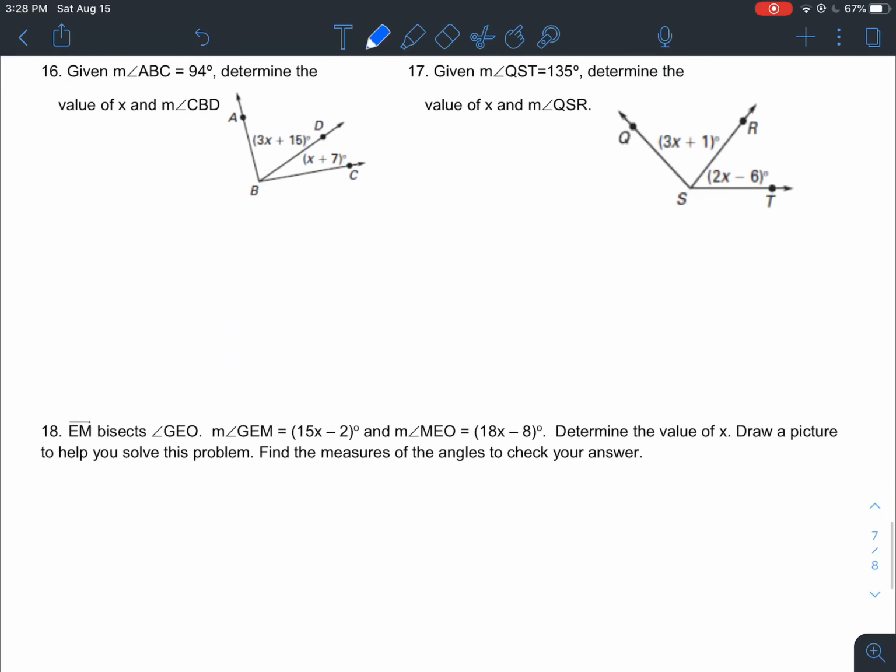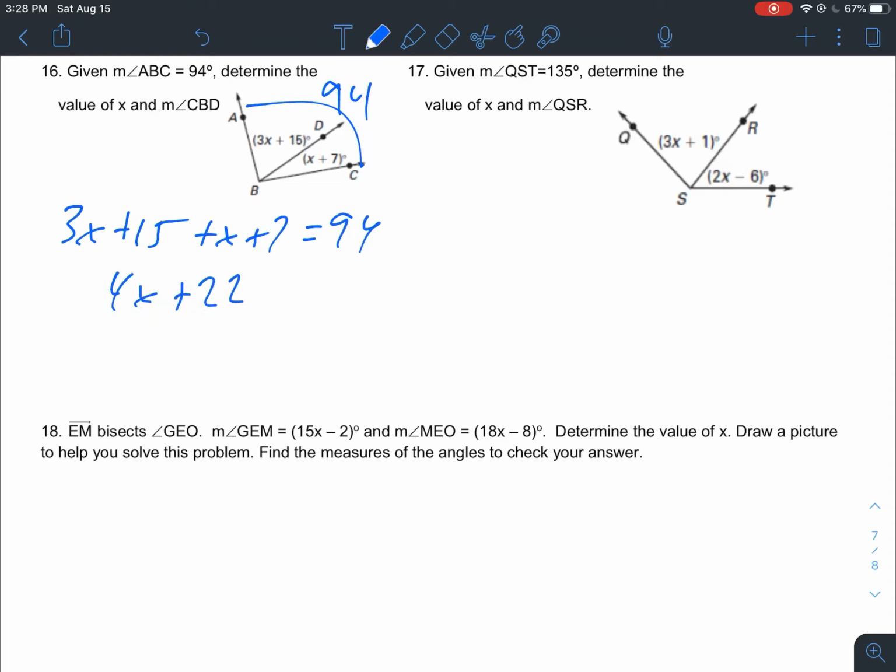All right, 16. Given that ABC is 94. ABC, this big angle here, is 94. I'm going to add those together. Add little angle plus little angle equals big angle. That means 4x plus 22 equals 94.